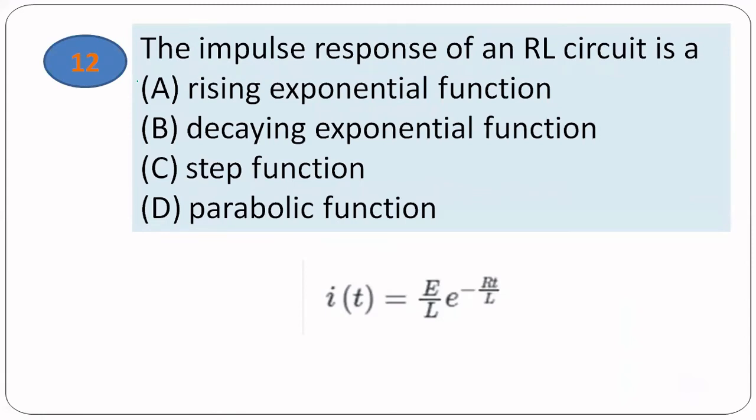Now, next we shall look into a very easy question, that is, the impulse response of an RL circuit. The impulse response of a given RL circuit is given by the equation i(t) = (E/L) e^(-Rt/L). Since it is the function e to the power minus R by L, it is a decaying exponential function. So the option is B.